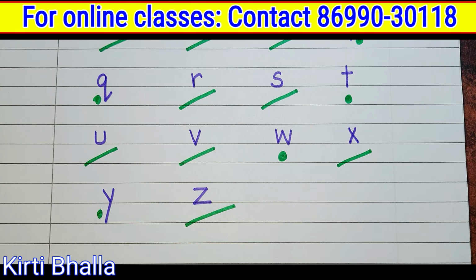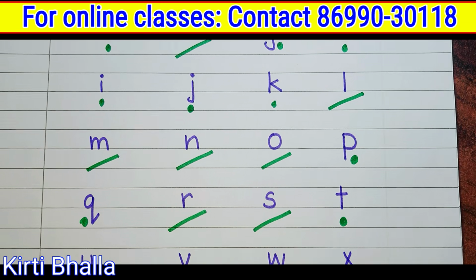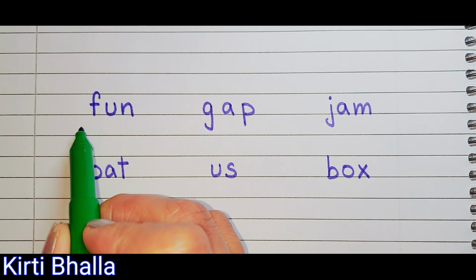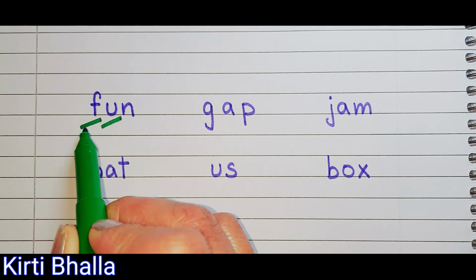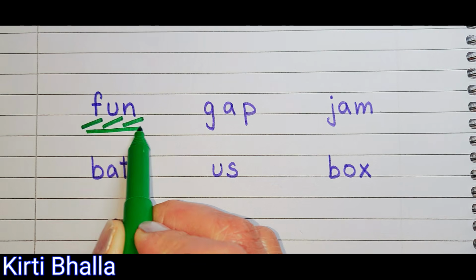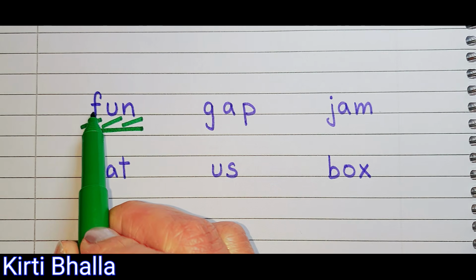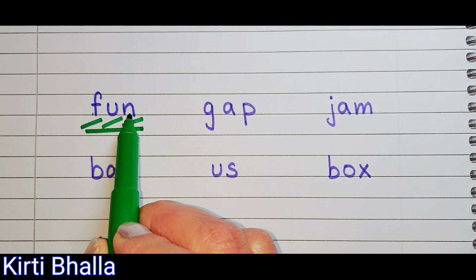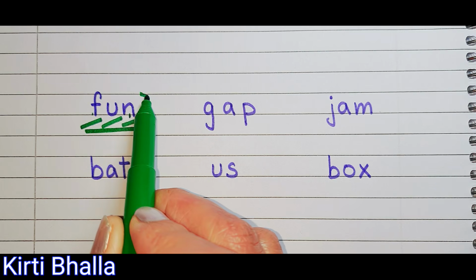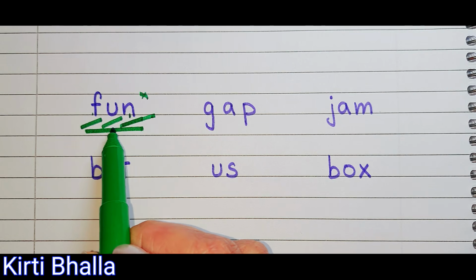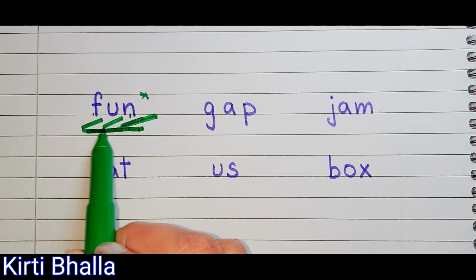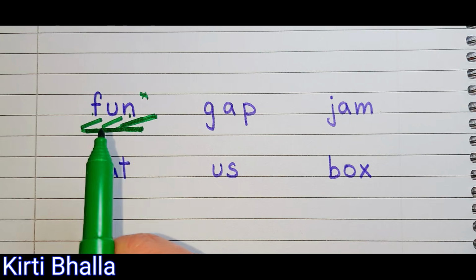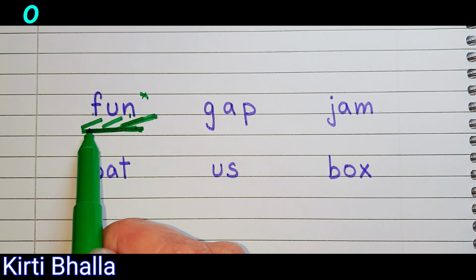Z. Now let's try to read some words using the correct pronunciation of these sounds. Now let's read this word. It is f, n, fun, fun. You are not reading this letter as f. It is f. And you are not reading this letter as n. It is not n. It is n. Fun, fun. It is not fun. That would be wrong pronunciation. The right pronunciation is fun, fun.